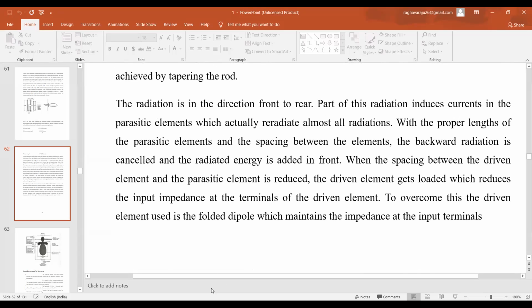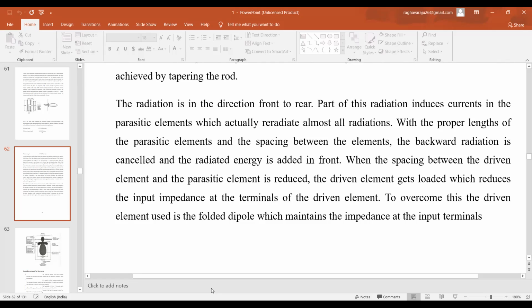Part of the radiation induces currents in the parasitic elements, which actually re-radiate almost all radiations. So with the proper length of the parasitic elements and the spacing between the elements, the background radiation is cancelled and the radiating energy is added in front.